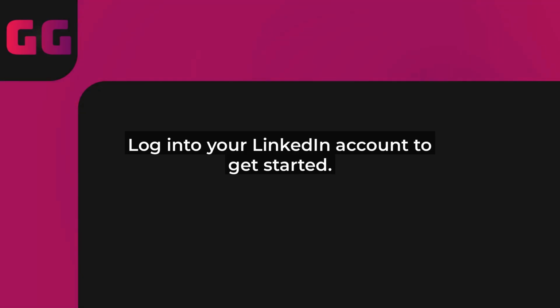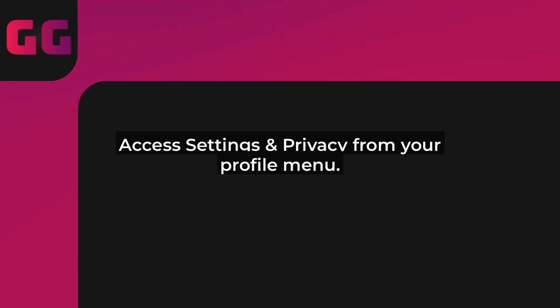First things first, make sure you're logged into your LinkedIn account on a desktop or the mobile app. It's easiest on a computer for this. Once you're in, head over to the top right corner and click on your profile picture. From the drop-down menu, select Settings and Privacy. This is your go-to spot for managing your account details.